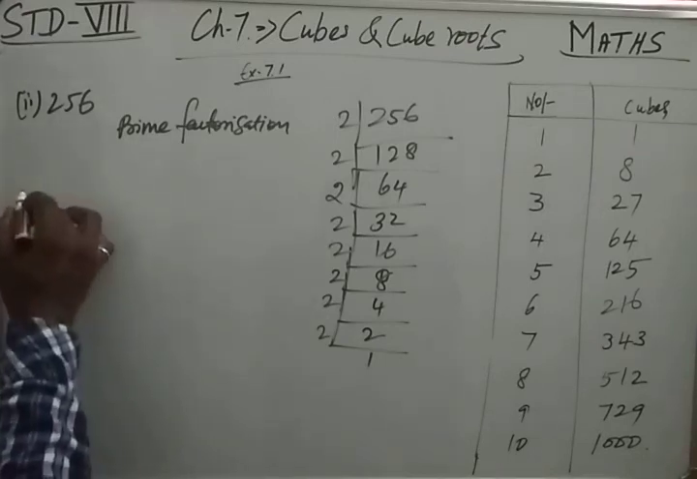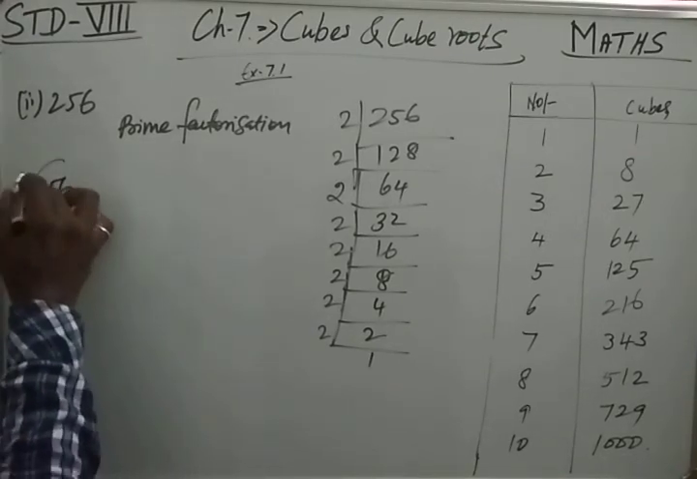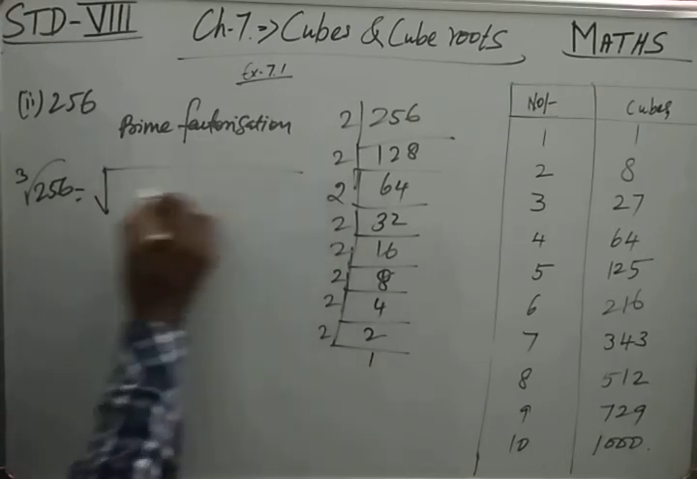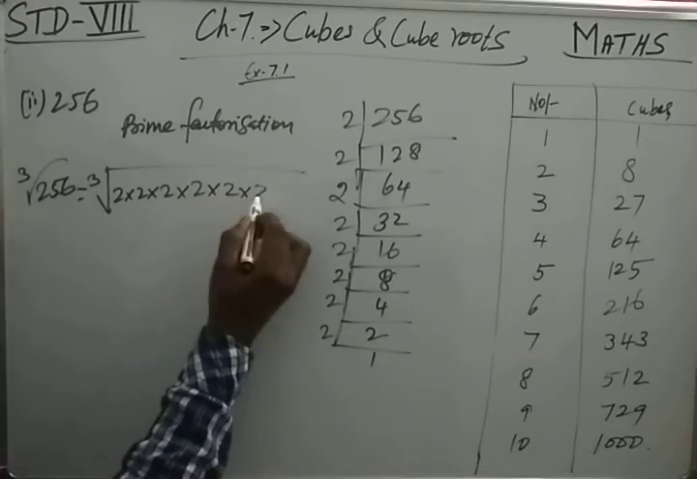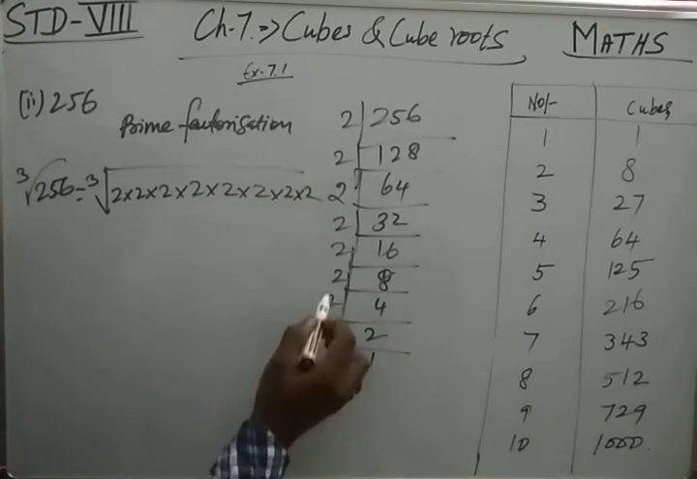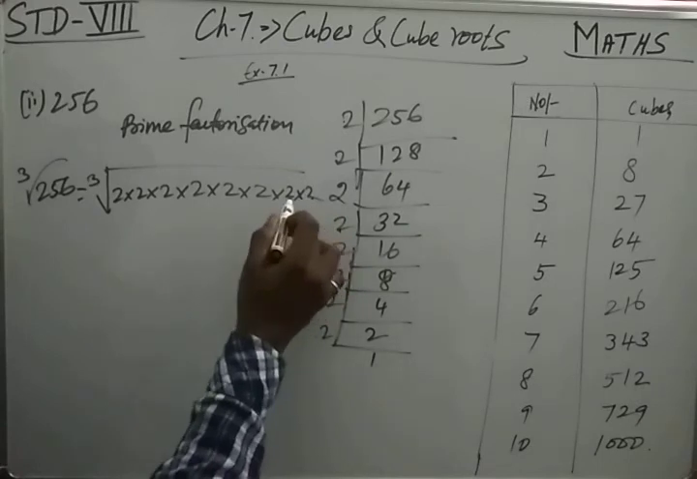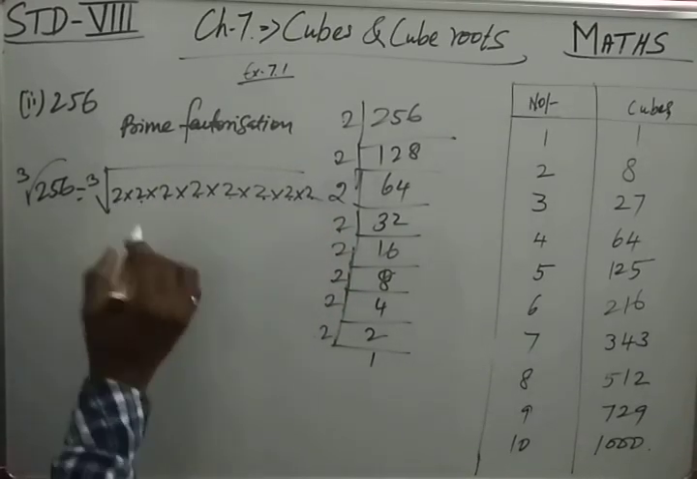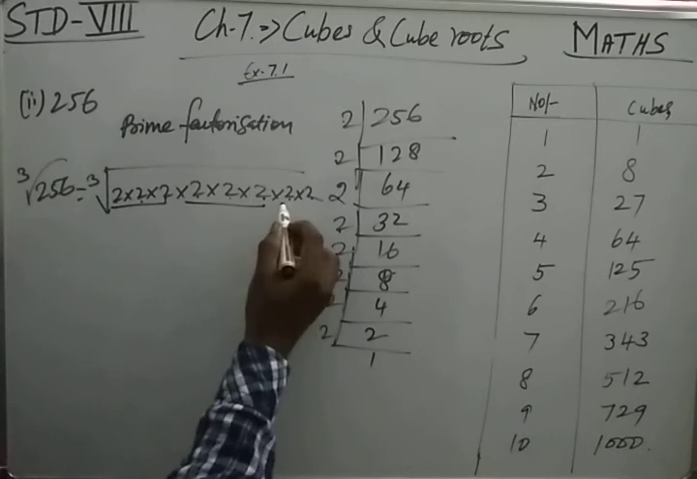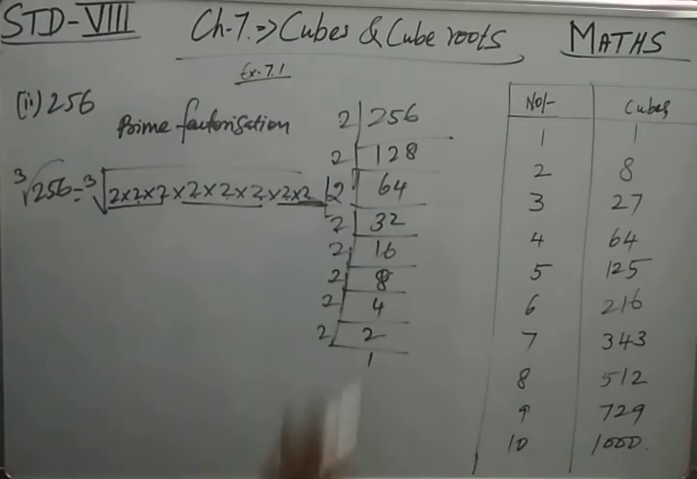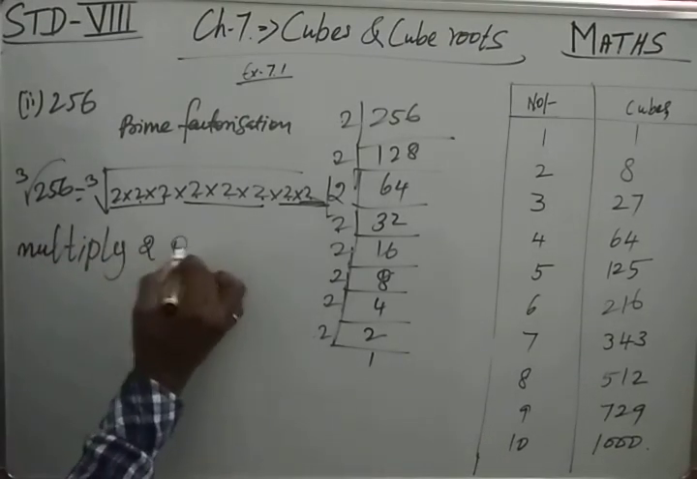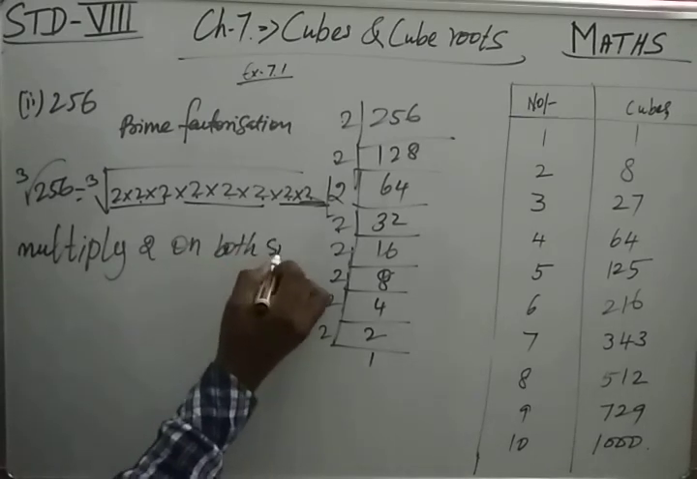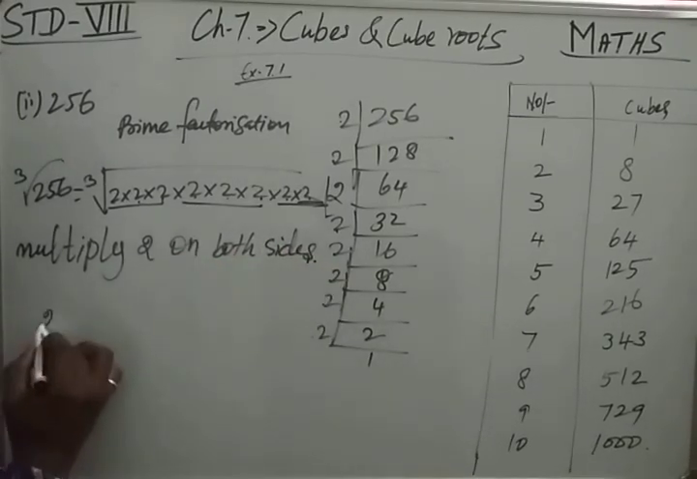Then we are going to write here 256 of cube is equal to cubic value of 2 multiplied by 2 multiplied by 2 multiplied by 2 multiplied by 2 multiplied by 2 multiplied by 2 multiplied by 2. 1, 2, 3, 4, 5, 6, 7, 8. When we are taking 3, 3, then here there is no multiplication value. Here there is no one multiplication is needed. So we have to write multiply 2 on both sides.